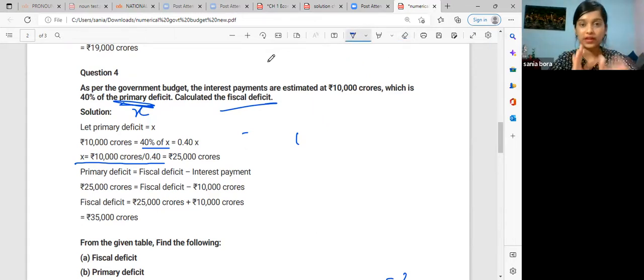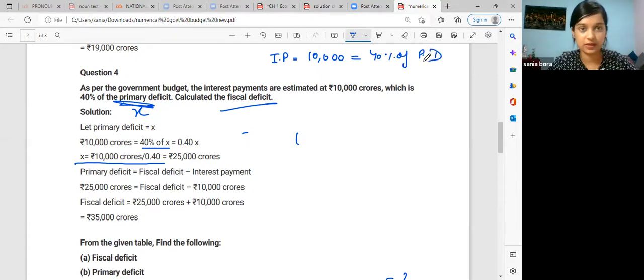So when you get the question, the very first thing is that IP is given. IP is 10,000 crore. With that, it was given that your IP is equal to 40% of the primary deficit, and you have to find the fiscal deficit. This statement is given. Now, you don't know what PD is, so you will take PD as X, and side by side you solve 40% of X. It is 40 upon 100 multiplied by X, and the answer is 0.40X.